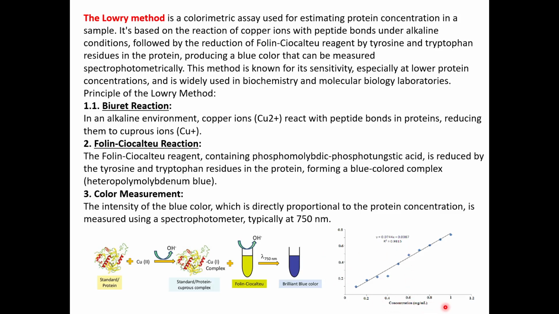Then when you have an unknown sample of unknown concentration, you take your OD. For example, in the unknown, your OD was 0.6. Then you put it on your standard graph. If you draw a straight line from 0.6 to the standard line, and draw another straight line to the x-axis, you get 0.8. So if your OD was 0.6, according to your standard, your concentration will be 0.8 mg per ml. That is how you basically do your protein estimation.